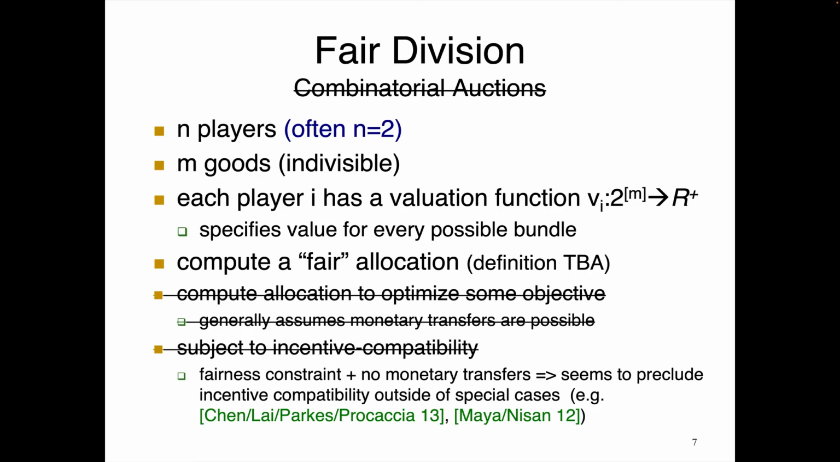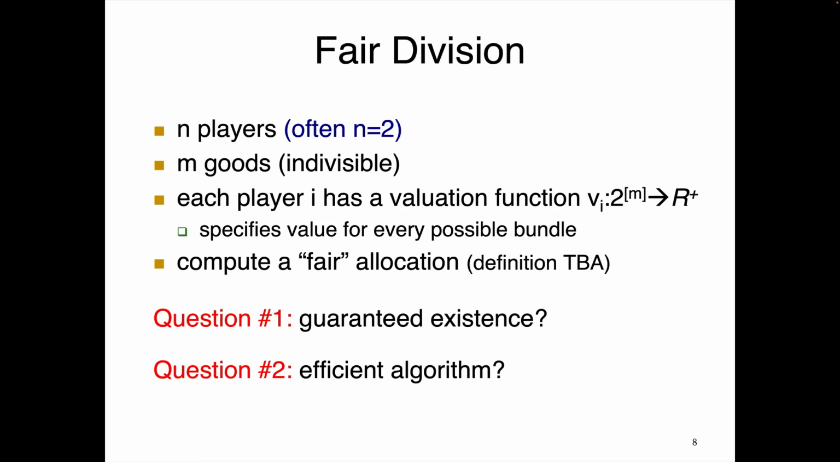All right, so if you're maximizing welfare, you can ask approximation questions and other stuff. If you're not optimizing something, what kind of questions can you ask? Well, we're going to be asking the same questions you would ask about, say, an equilibrium concept. First of all, for whatever our definition of a fair allocation is, is it guaranteed to exist? Will there always be one in every setting of interest?